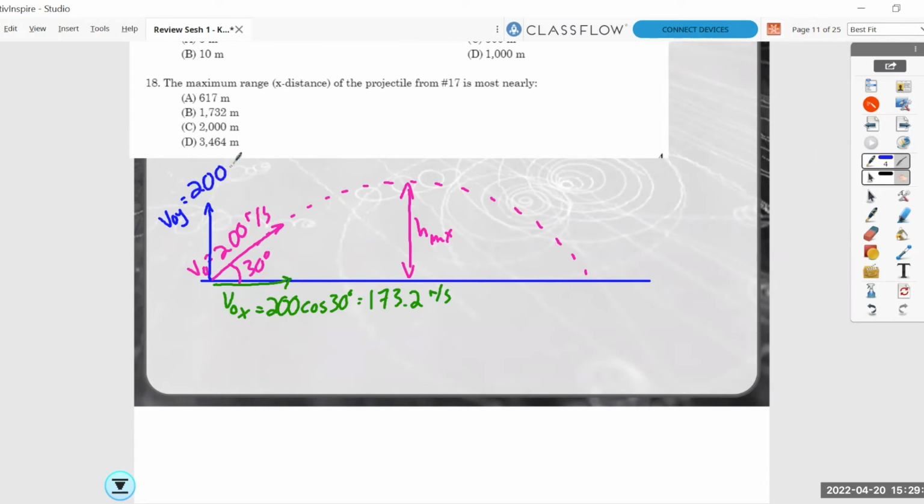If I do the y velocity initial, that's going to be 200 times the sine of 30. That one's a lot easier. I happen to know, of course, that the sine of 30 degrees is 1/2. So it's got a y velocity of 100 meters per second.